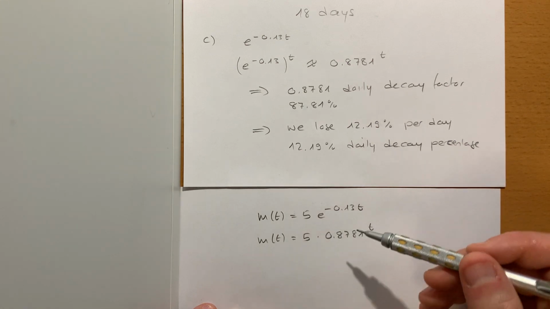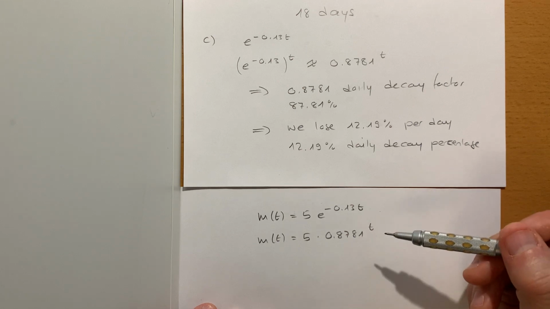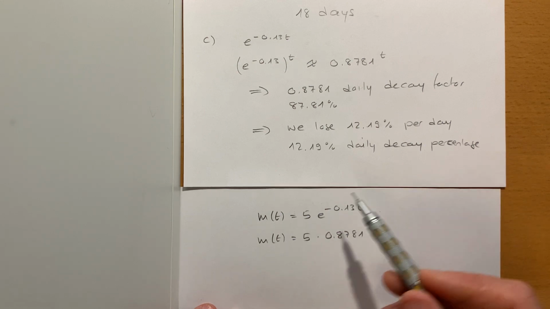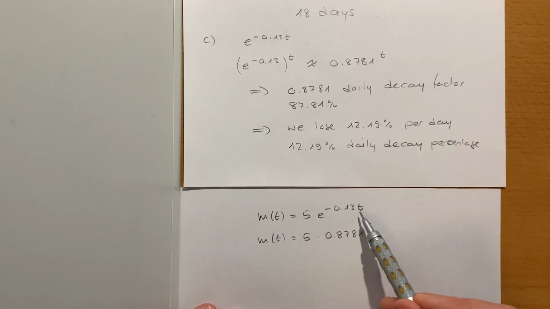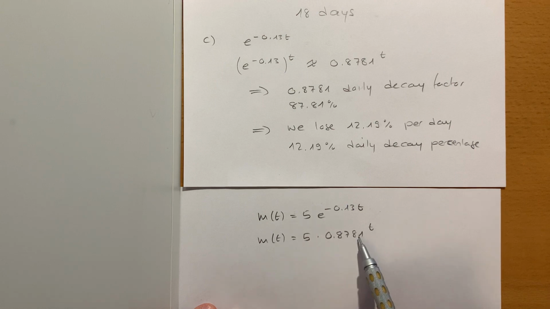So you can always rewrite this as this, and you could go the other way around and rewrite this as this. As I said, for scientists later on and mathematicians, this is more convenient. But at the moment, this one speaks much more to us because we can see what the daily decay factor is and what the daily decay percentage is.